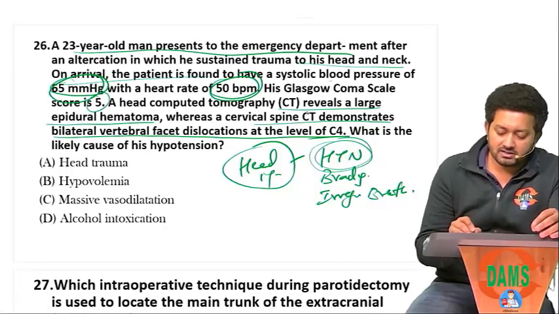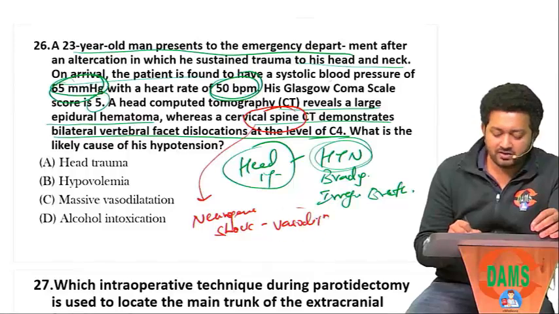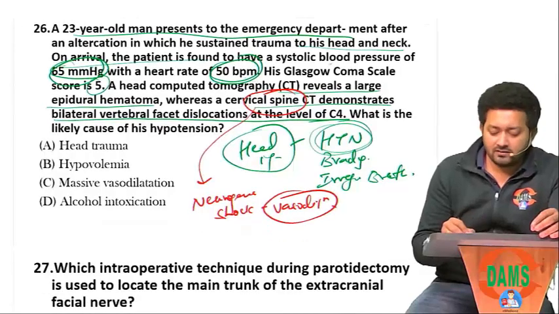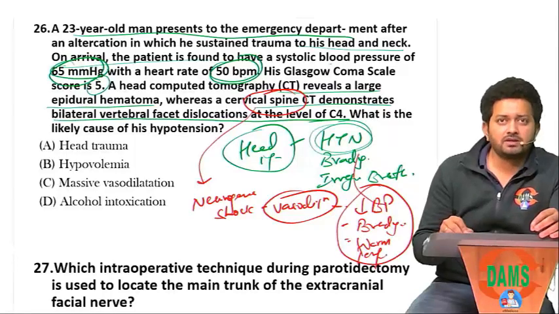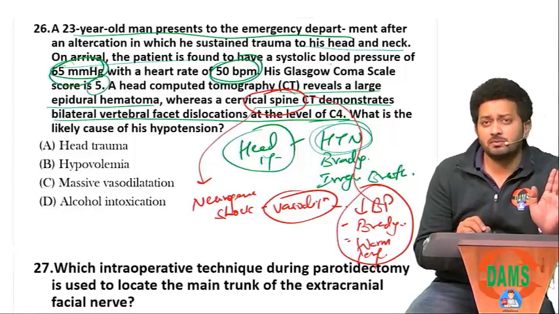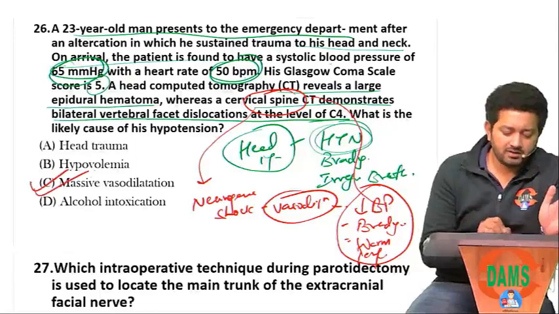What else has the patient got? Spine injury. Spine injury can lead to neurogenic shock. In neurogenic shock, there is vasodilatation. Peripheral vasodilatation occurs. That will lead to hypotension, bradycardia, and warm periphery. So that is fitting our patient. So our patient is in neurogenic shock. And why does neurogenic shock occur? Vasodilatation.